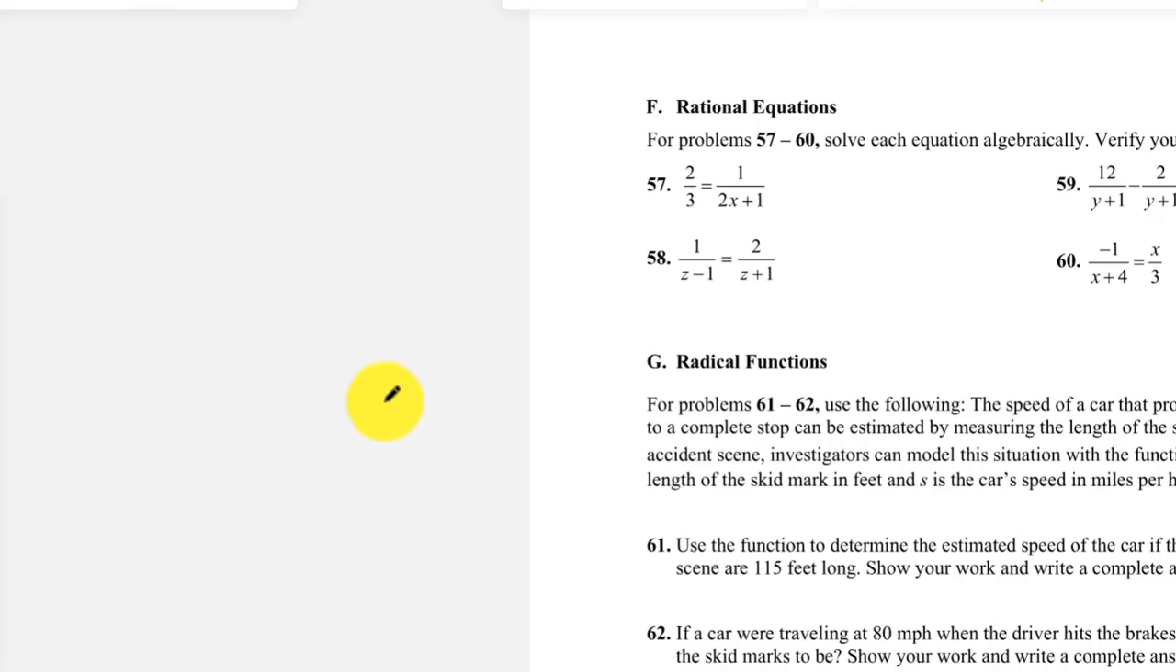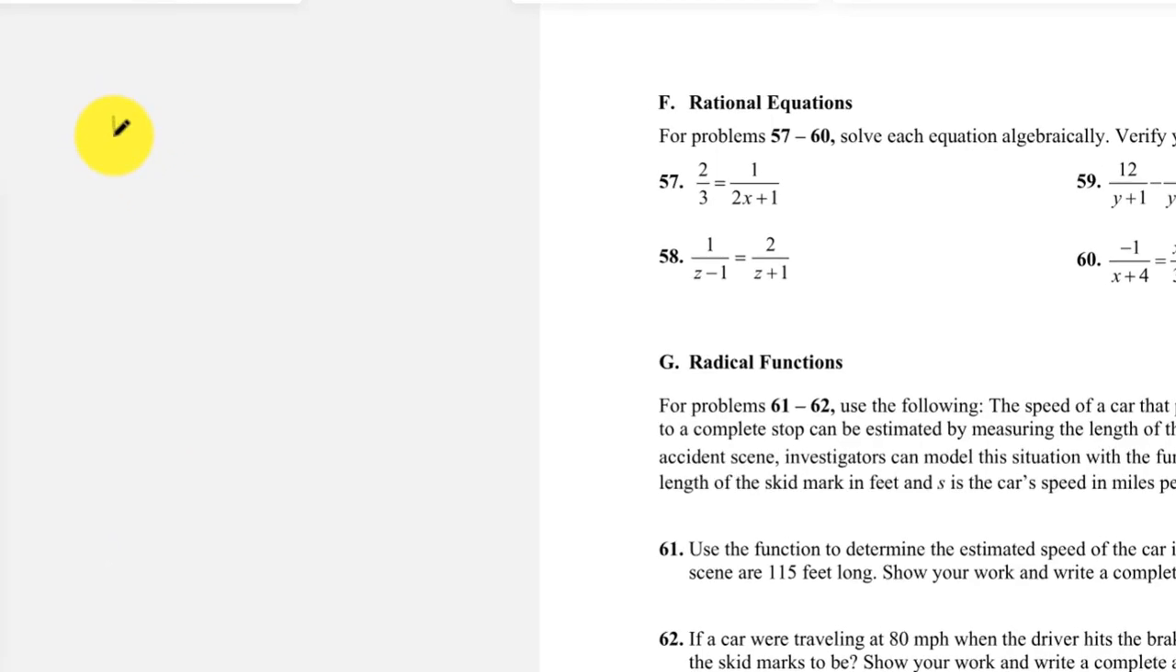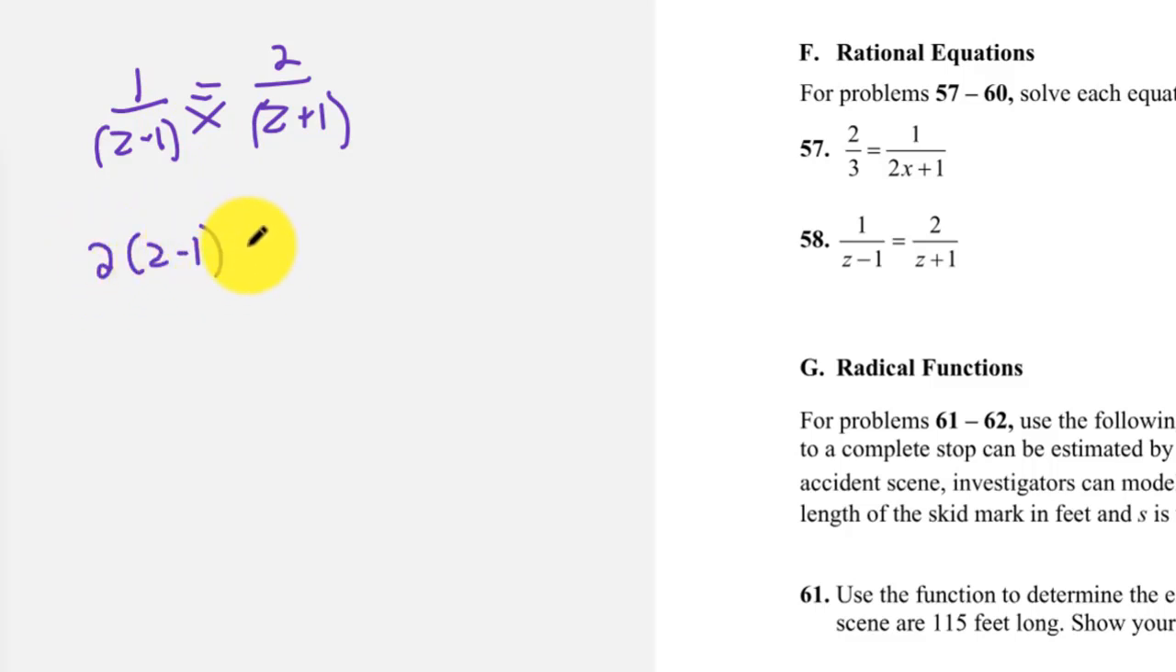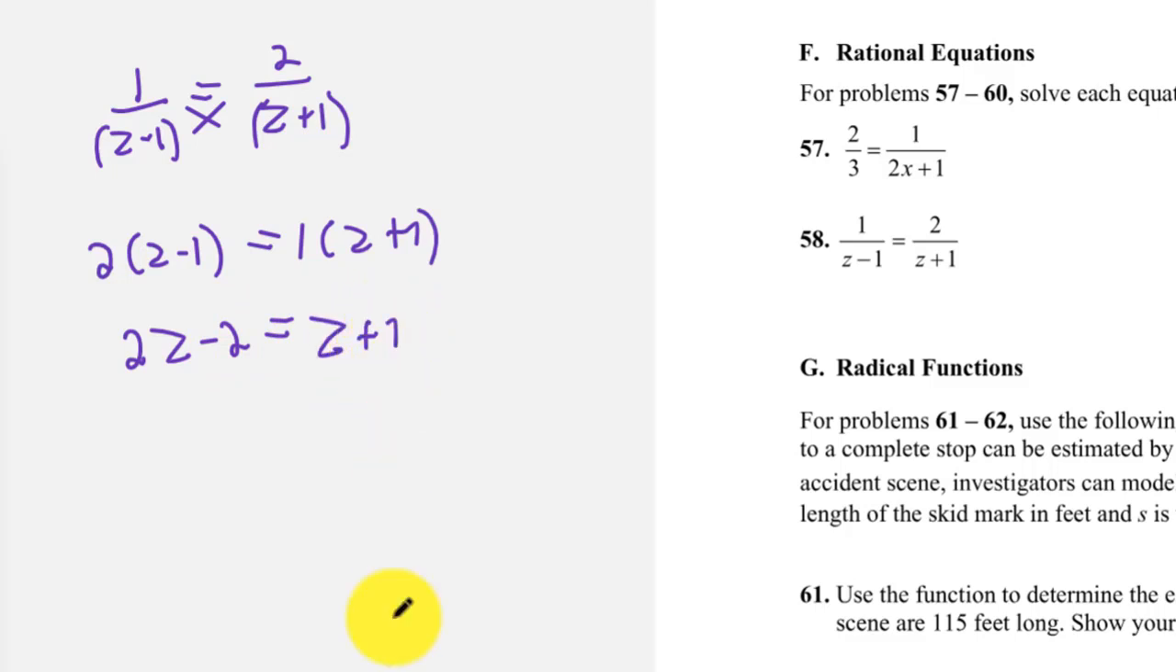All right, so for number 58, again, we're going to cross multiply. So I have 1 over z minus 1, and I set that equal to 2 over z plus 1. When we cross multiply, you get 2 times z minus 1, and that's equal to 1 times z plus 1. So 2 times z minus 1 is 2z minus 2 equals z plus 1.